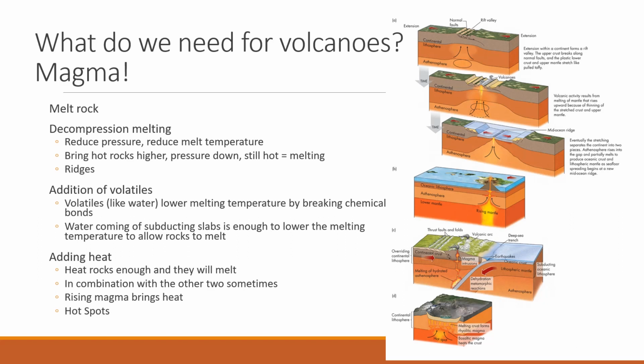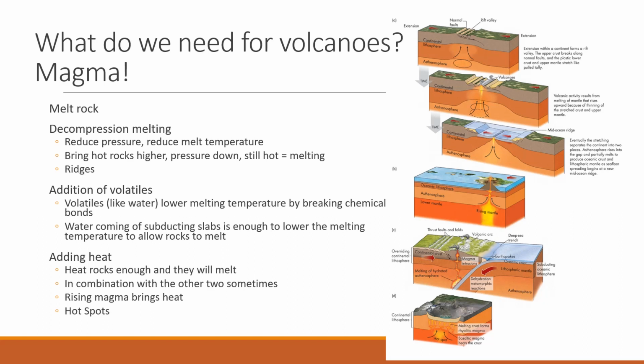We can add volatiles. So adding volatiles is where we're adding those gases like water that will lower the melting temperature by breaking up the chemical bonds. So we're making it easier to melt the rock. Water coming off of the subducting slabs in subduction zones will lower the melting temperature of the plate above, which will allow those rocks to melt. That magma will then rise to the surface because it's less dense, and so we get volcanoes off of trenches.